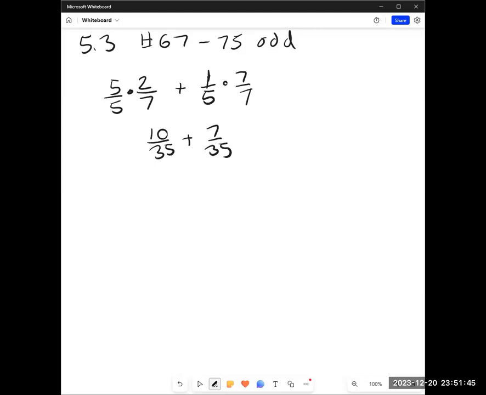And now that they have a common denominator, I keep that common denominator and I add or subtract the numerators, whatever the sign says to do. It's addition, so I'm going to add the numerators. I get 17 over 35. And I make a final check here that there's no common factors. And there's not, because 35 is 5 times 7. Neither 5 nor 7 goes into 17, so I'm done.